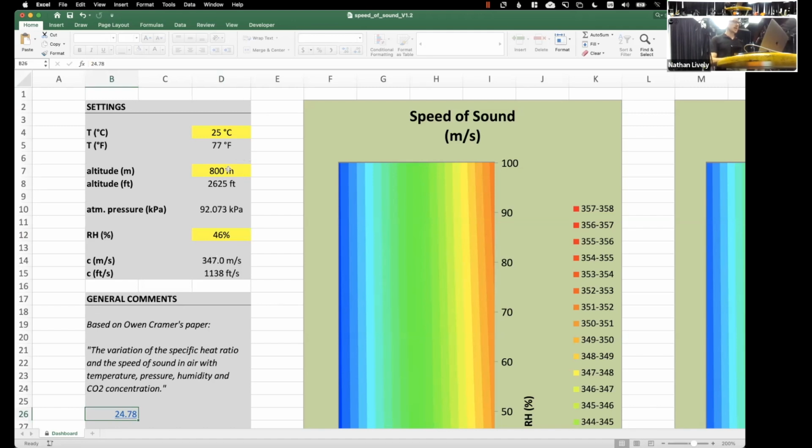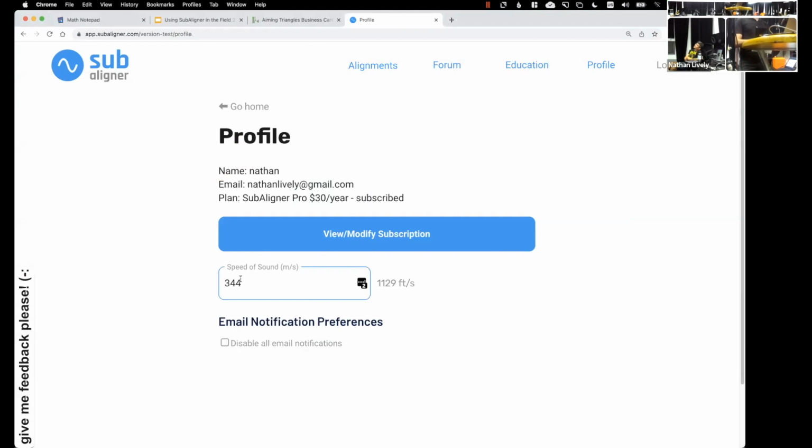800 meters seems really high. I think it's actually 800. Yeah, I was about to say that. Are you sure that's the right number? There we go. 244 meters, 800 feet. So speed of sound, 347 meters per second. You can see it doesn't change that much. 347.